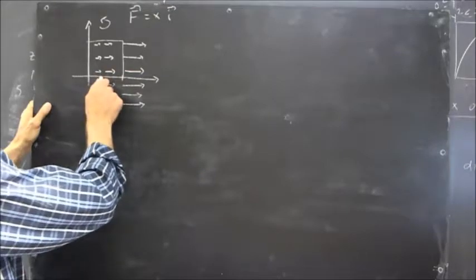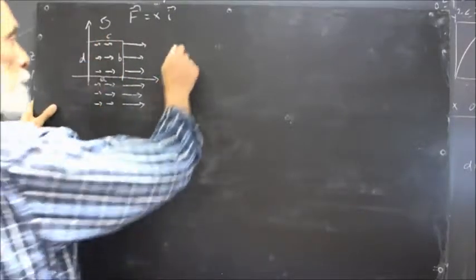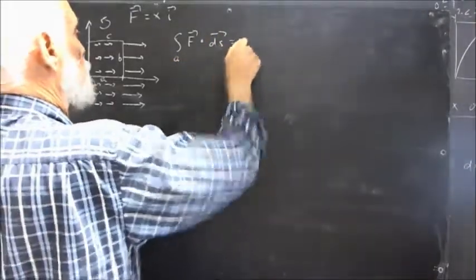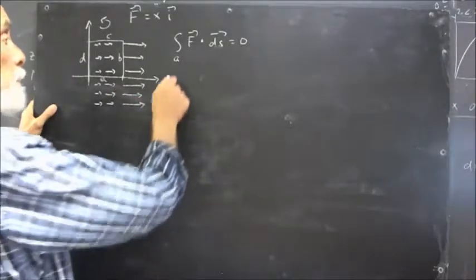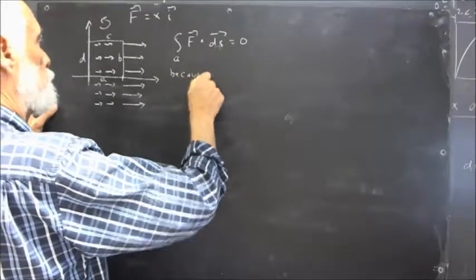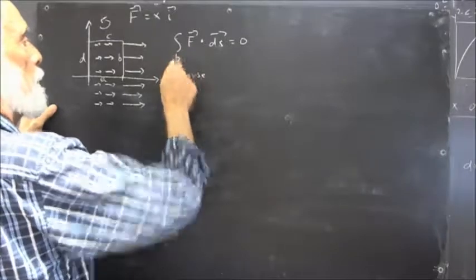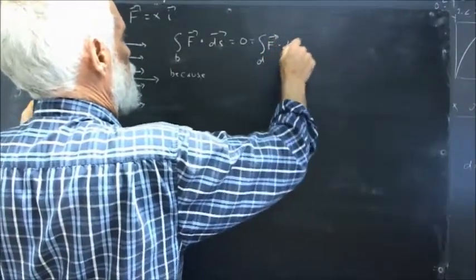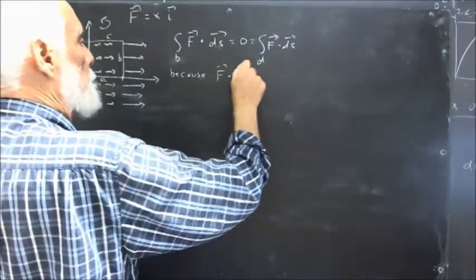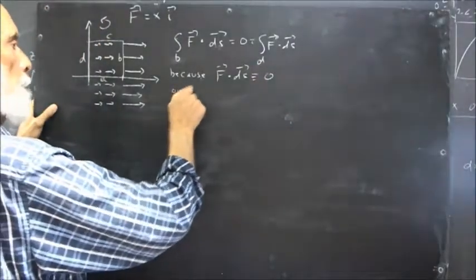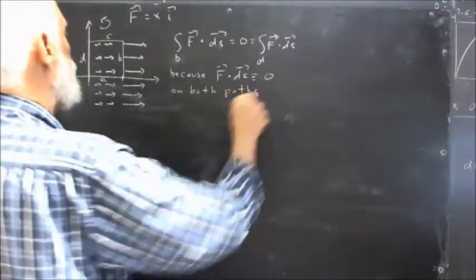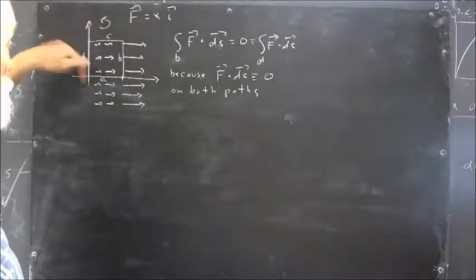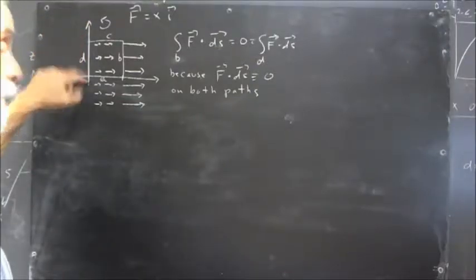So if we talk about the A, B, C, and D paths, the integral of f dot ds along B is zero for the same reason that we saw before. I said A, I mean B. And that's equal to the integral over D of f dot ds, because f dot ds is zero on both of those paths. F is in this direction, and ds will be in this direction on the B, and in this direction on the D. Of course, f is also zero on D, so we're going to get zero there anyway.